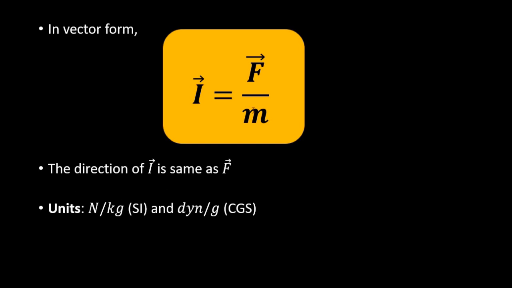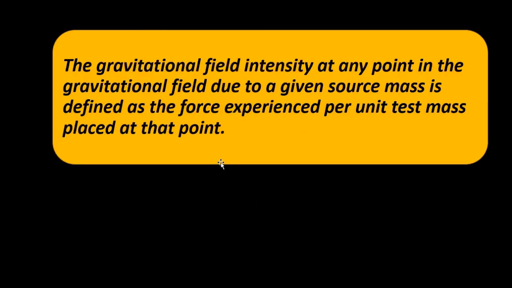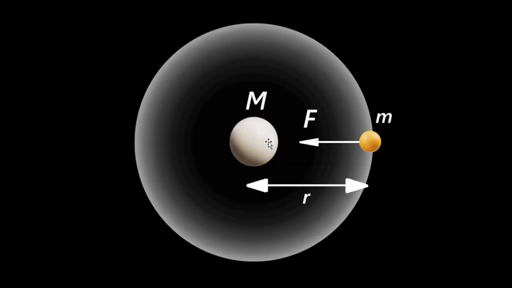And the unit of gravitational field intensity is Newton per kg in SI and dyne per gram in CGS. So this is the gravitational field intensity. What is the basic definition? The gravitational field intensity at any point in the gravitational field produced by a source mass is the force acting per unit test mass on the object.